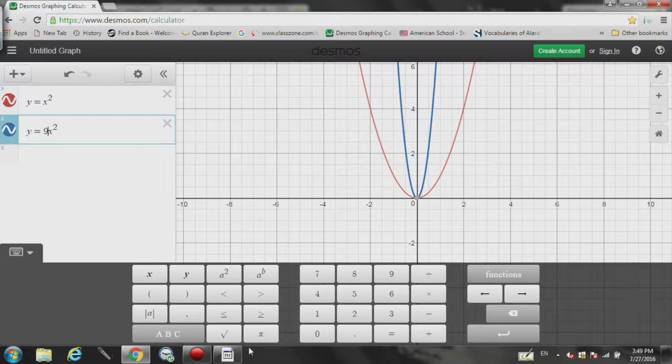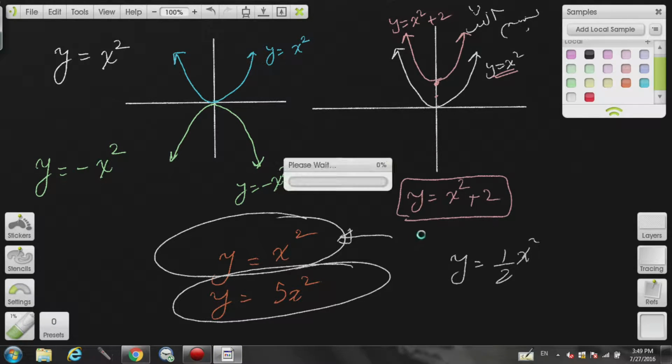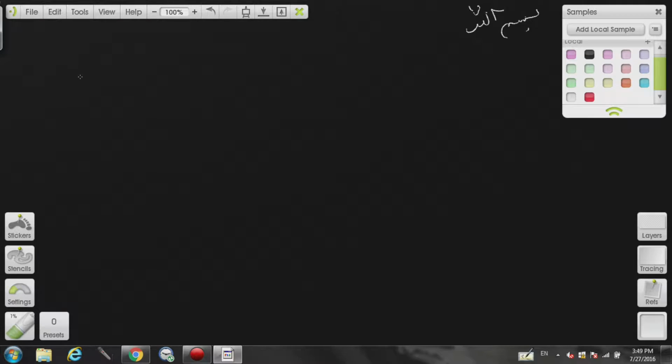See? Okay. So now, look. This is the parent graph, y equals x squared. From this, we appreciate how this is going to look. If the number is negative here, it's going to flip the graph. This is y equals x squared. This is y equals negative x squared. Right?